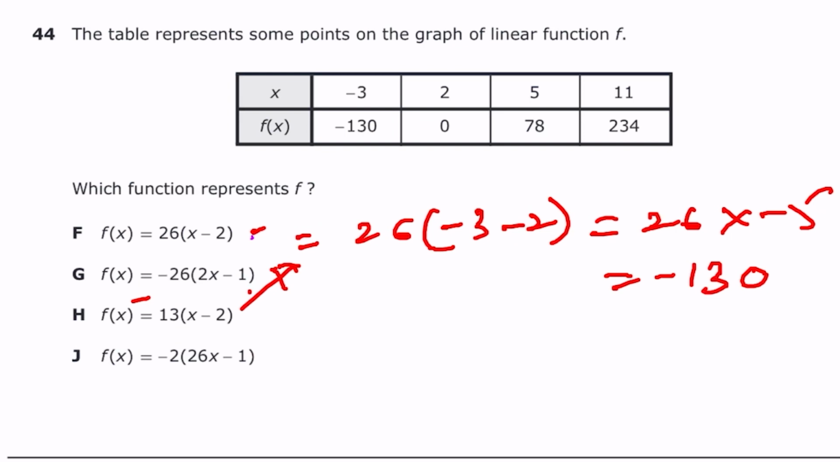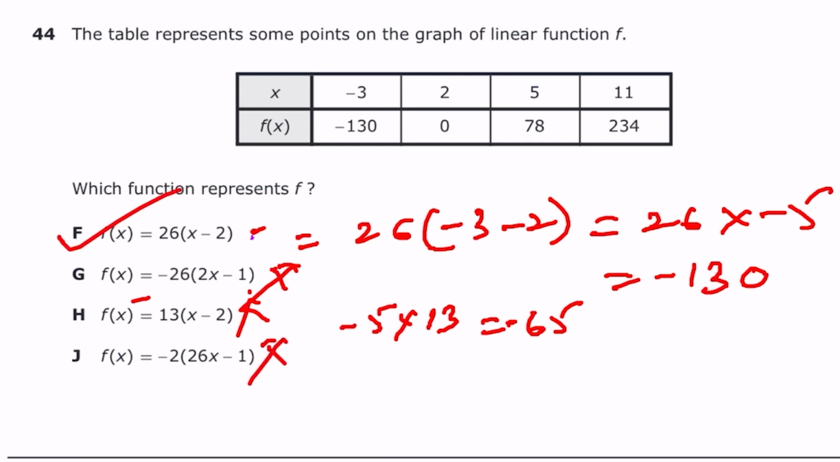So if you check for the first, we'll check one more value. If you put -3 here, -5 into 13 is not giving 65 for you. It is giving only 65. So therefore minus 65, which is not minus 130, so this also you can rule out. Then even 26 minus 1, here you are not getting 0, so therefore this is also not correct. So therefore F is correct.